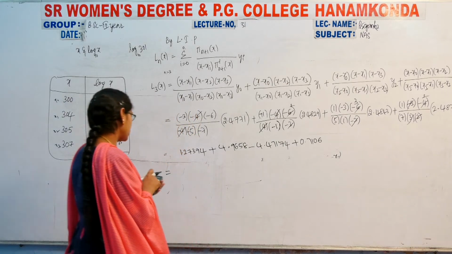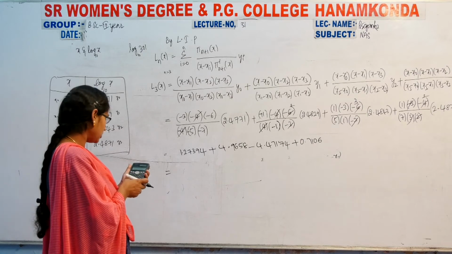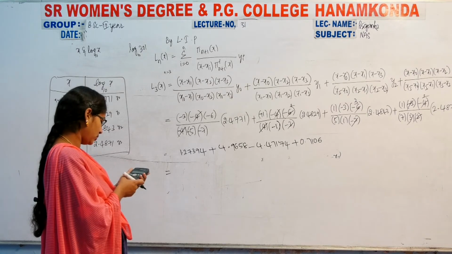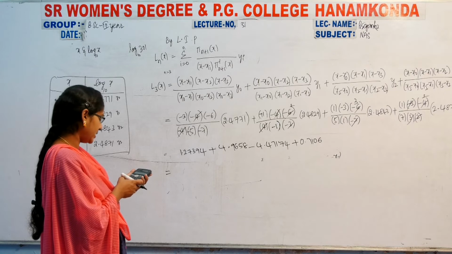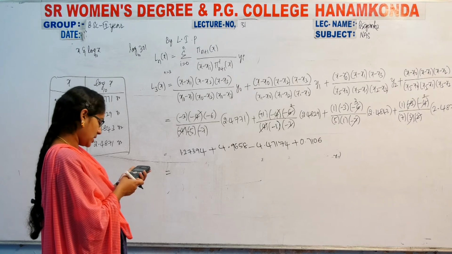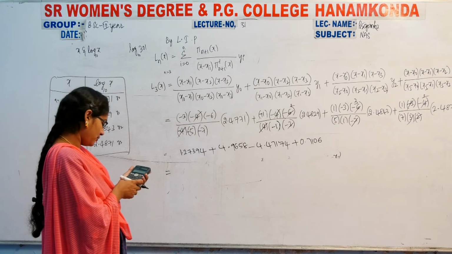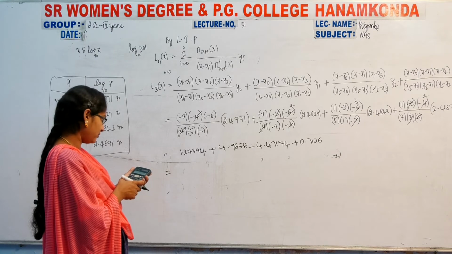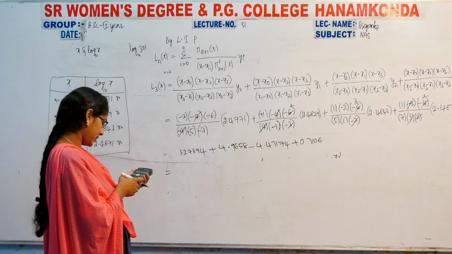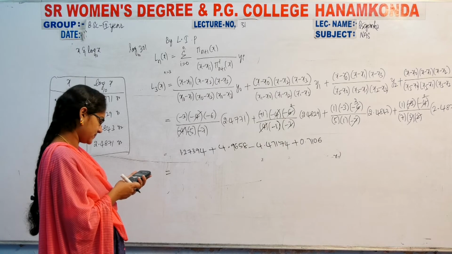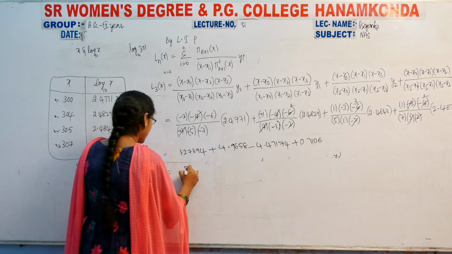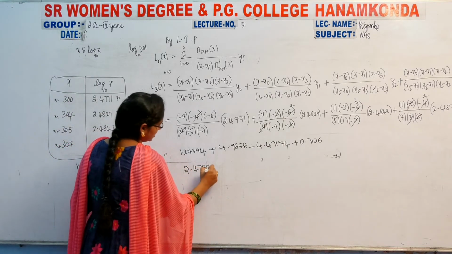So now let us do the addition. 1.27394 plus 4.9658 minus 4.47174 plus 0.7106. Finally we have that the answer is 2.4786.